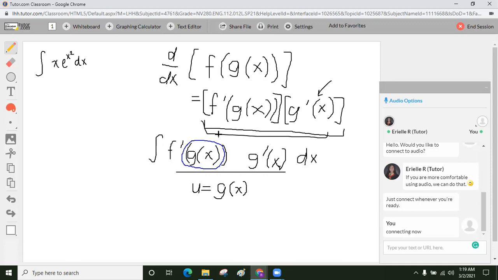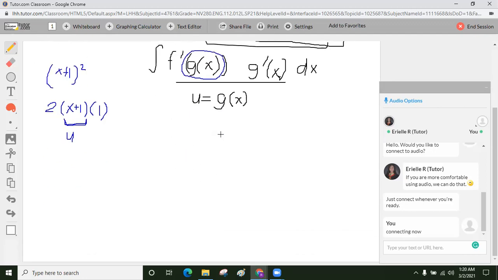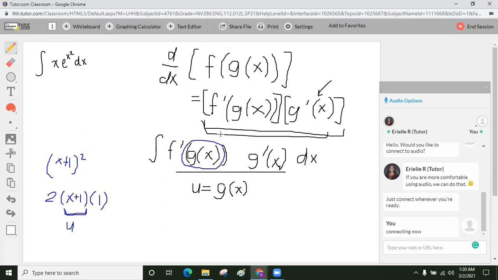Under the chain rule, we do not change the thing that is inside the function. So let's say we have x plus 1 raised to 2. Under the chain rule, we have 2 times x plus 1, and then the derivative of x plus 1 would be 1, right? So as you can see, this will serve as your u. It is not affected by the first part of your chain rule. Absolutely, I agree. Okay, so that will be u.